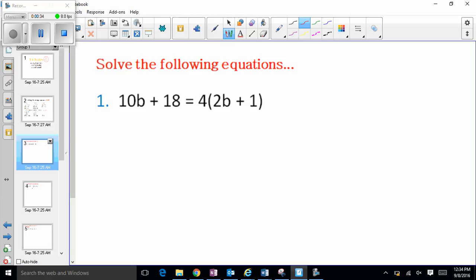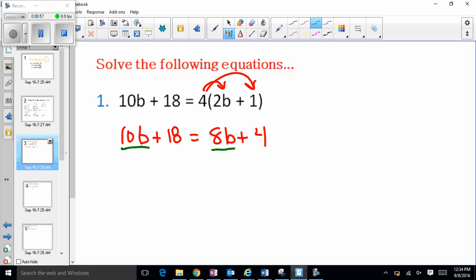What we need to do is first distribute to get the problem to a place where we can move some of the terms around. So my new equation is going to say on this side 8b plus 4, and on the other side, it's still 10b plus 18. The big problem is there is a b on both sides of the equation, and we need to find a way to get them on one side.